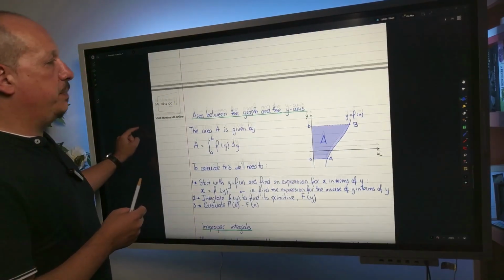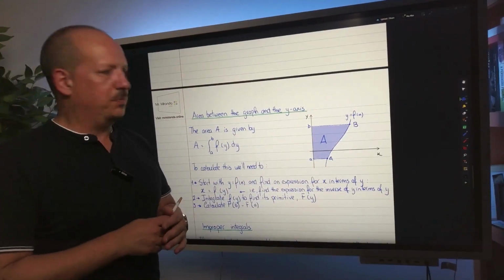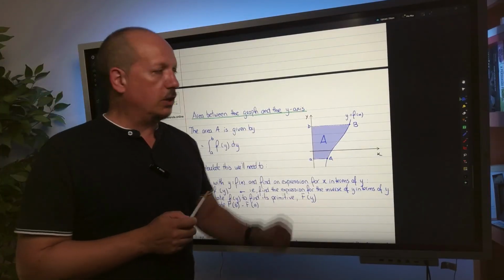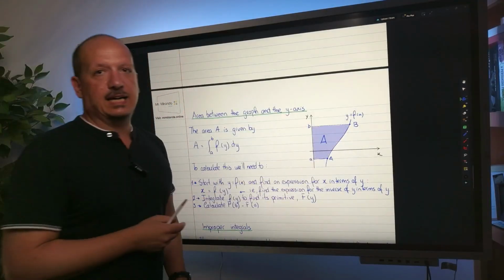More things can appear, not very common, but it can happen. Actually, it can be kind of common, to be honest. I would say that in 30% of the exams you will have this situation: calculating an area between a graph and not the x-axis, but the y-axis.